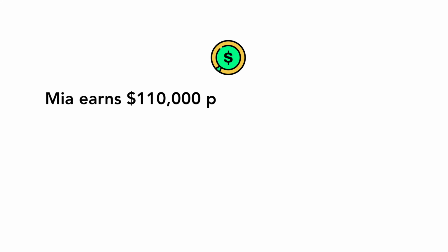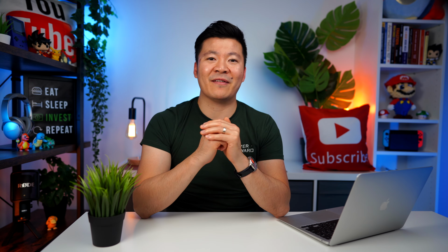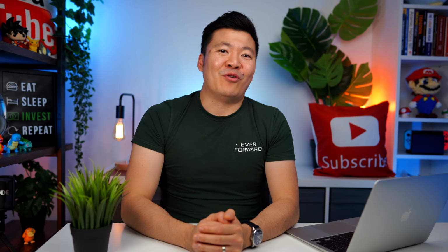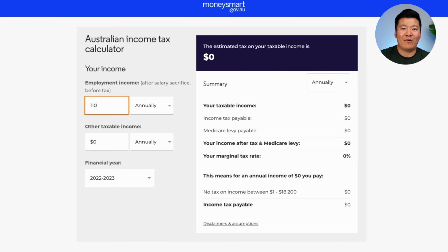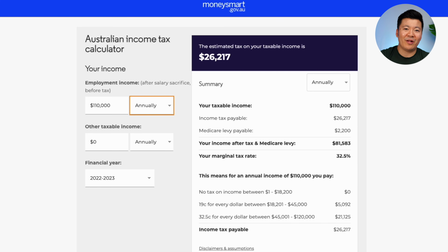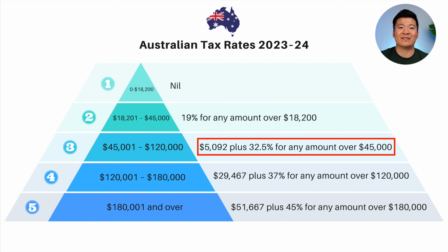Mia earns $110,000 and received a $20,000 pay rise at the start of the financial year. She wants to calculate her take-home pay before and after the pay rise. So this is a perfect example to prove the misconception that getting a pay rise may push you into a higher tax bracket, which will lower your take-home pay. So let's look at scenario 1 before she received the pay rise. $110,000 per year puts her on the third tax bracket. So as per the table, she must pay $5,092 plus 32.5% for any amount over $45,000.